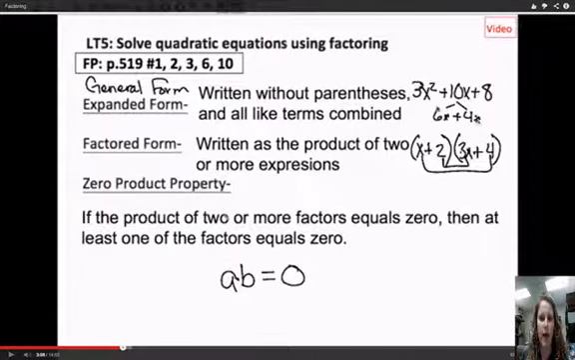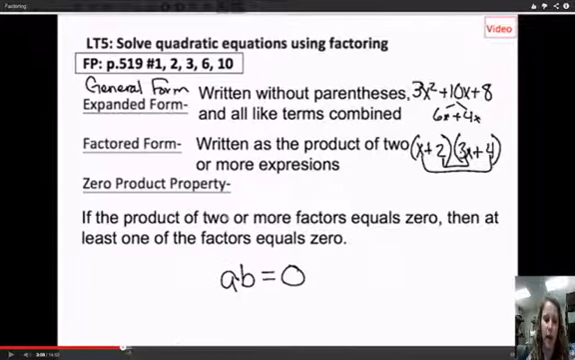Expanded form is when we're adding and subtracting. It doesn't tell us the roots. The nice thing about factored form is that it tells us the roots. The easiest way to think about this is if I say I need two things that multiply together to get me 0, you'd say 1 times 0, 0 times 5, 8 times 0, 0 times 18. One of those always has to be 0. We can't multiply two things together and get 0 without one of the two things being 0.